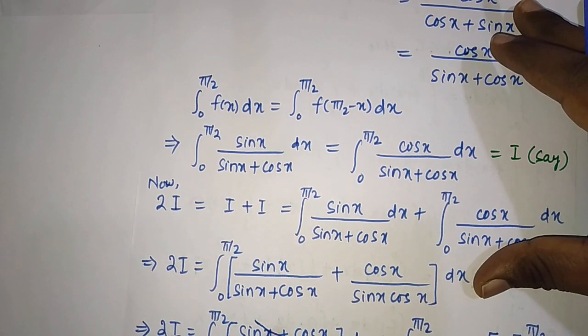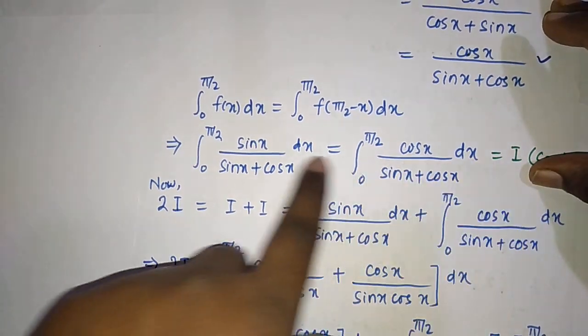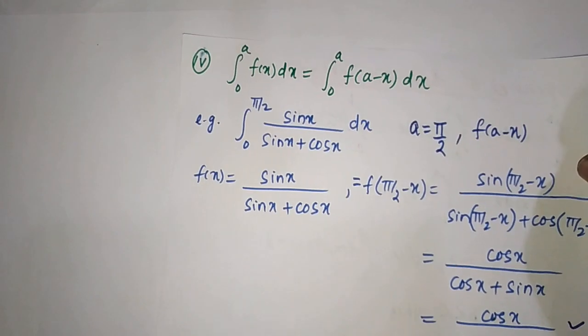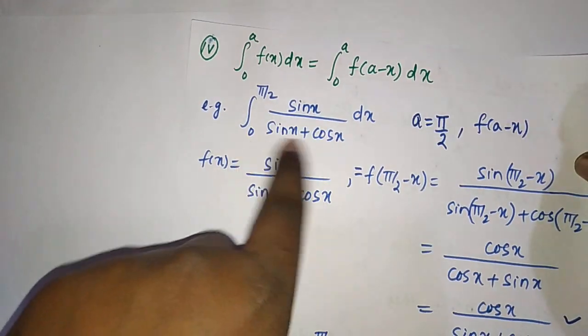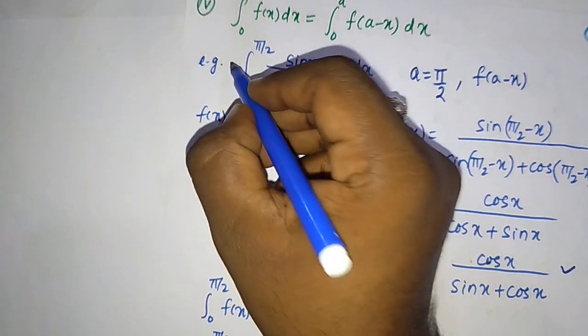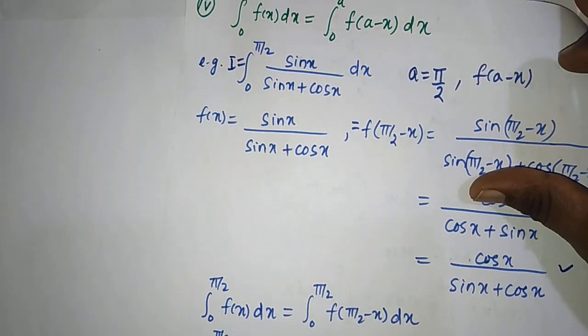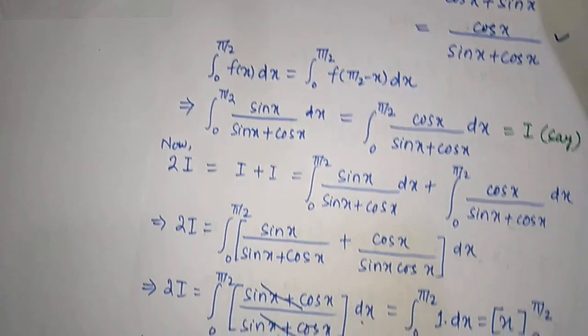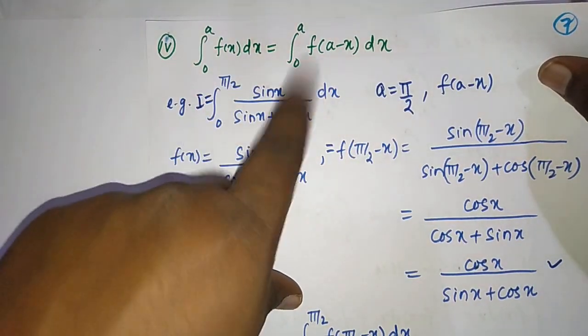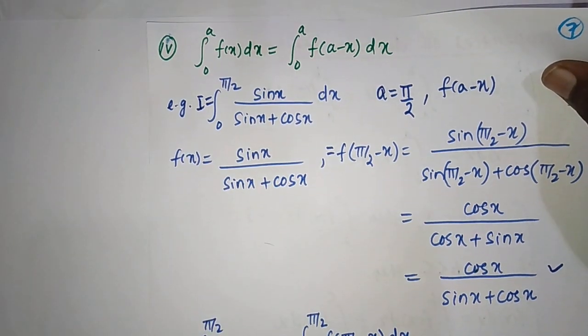What is I? I is this thing we have written, we have taken I as this thing, and this is the question that was given, we have to integrate this thing. Its value is I. If I equal to pi by 4, then the value of this integration is also pi by 4. Okay, got it.